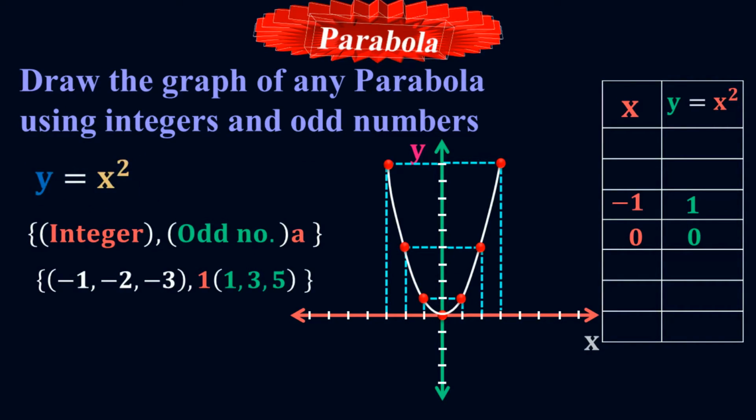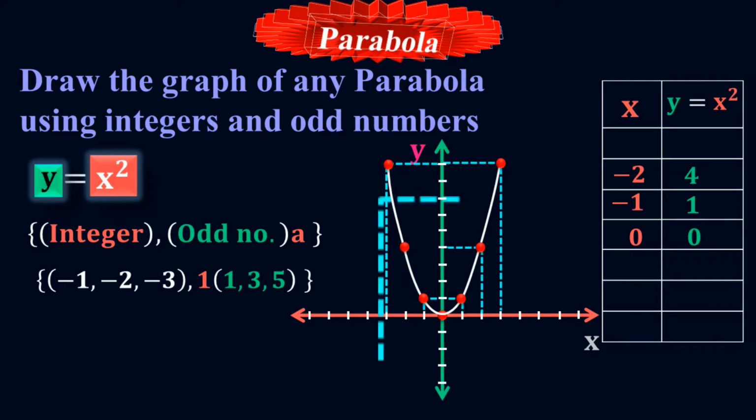By putting negative 2, squared is positive 4, so my y is 4 here, which is my third point. By putting x equals negative 3, squared is positive 9, which is my y value. This is my fourth point. Similarly, when I put x equals 1, I got my y value equals 1 as well, which is this point. By substituting x equals 2, squared is positive 4, so my y is 4 here.